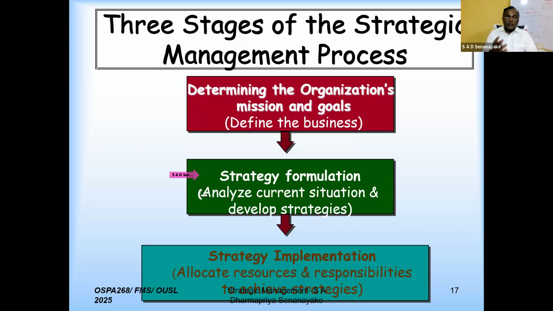Okay. So analyze the current situation and develop strategies. Then comes the strategy implementation. So at this stage, we want to see that we allocate resources and responsibilities and pass them on to others as well. So this is basically determining or defining what you are, and then trying to objectively collect certain information about the current situation and the new developments of society as well as globally.